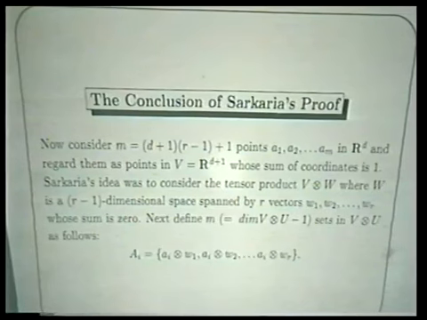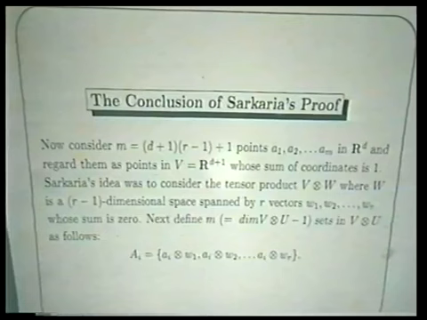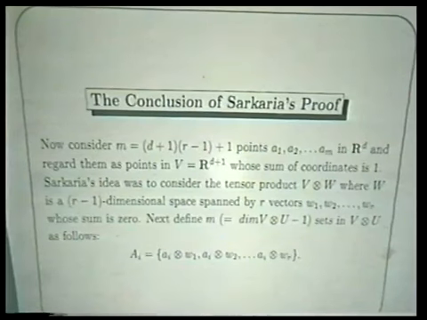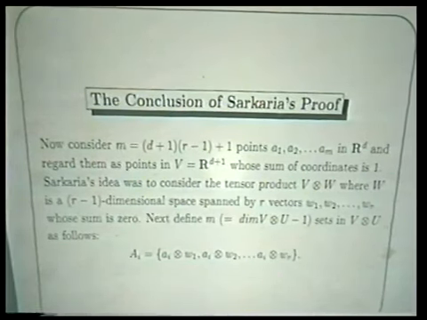And now we choose another vector space, W, which is an (r minus 1)-dimensional vector space, which is spanned by r vectors, w1 up to w_r, whose sum is 0. So in W we have a simplex which contains 0. And now we consider the tensor product of V and W. And in this tensor product, we consider m sets.